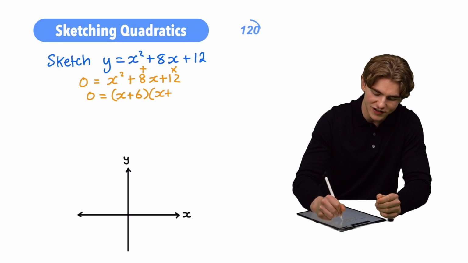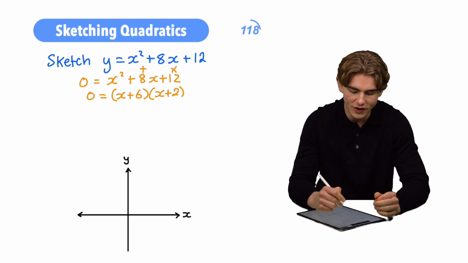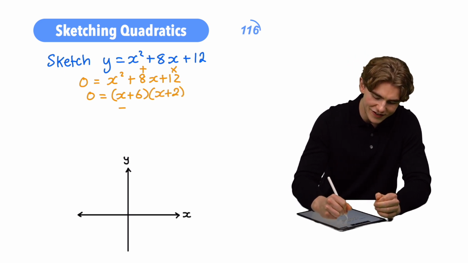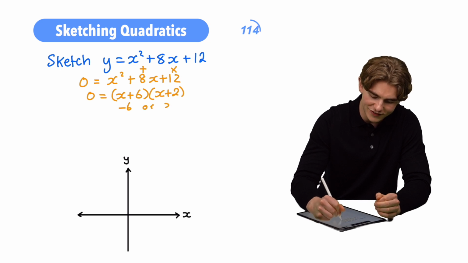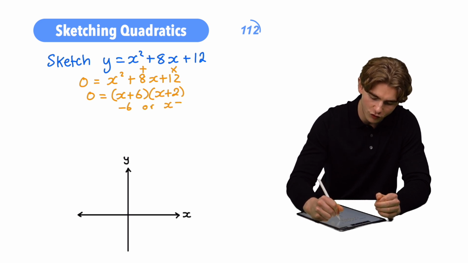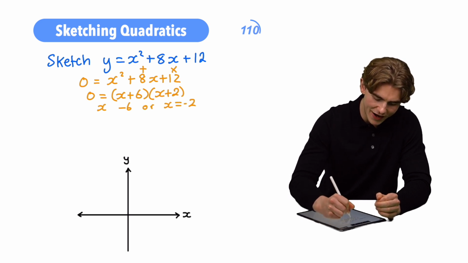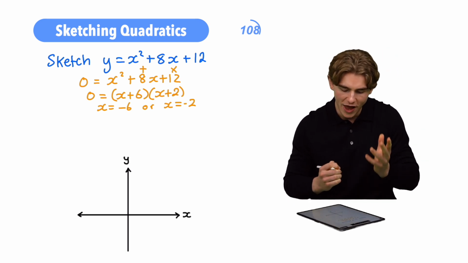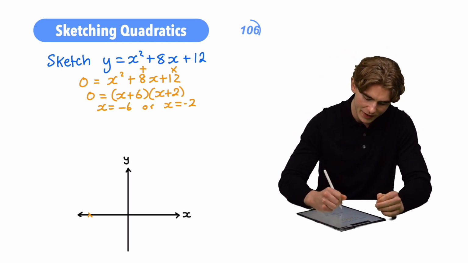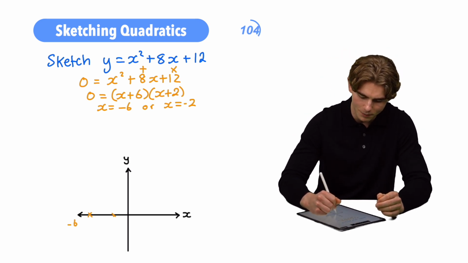Now, guys, to find the solutions to this equation, all we need to do is swap those signs. So we're going to have minus 6 and or minus 2 as our two values for x. Let me write that in. x equals minus 6 or x equals minus 2. Now we can put those on our graph down here approximately. We're going to have minus 6 over there and minus 2 down there.